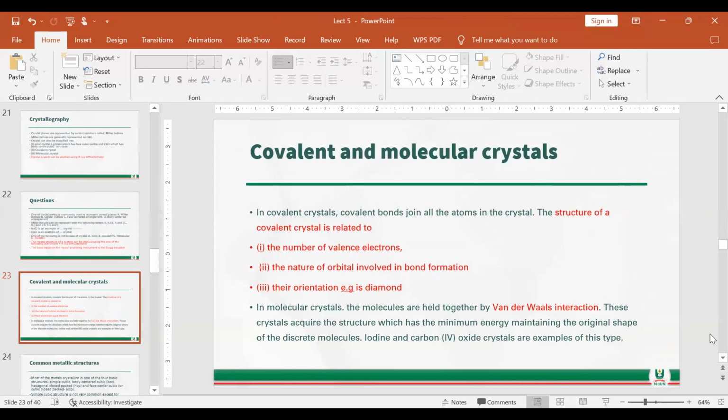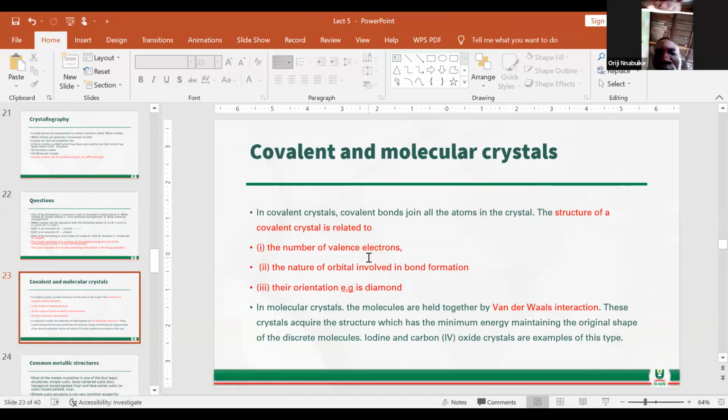So, covalent and molecular crystals. In covalent crystal, covalent bonds join all the atoms in the crystal. The structure of a covalent crystal is related to: one, the number of valence electrons; two, the nature of orbitals involved in bond formation; three, the orientation. An example is diamond.